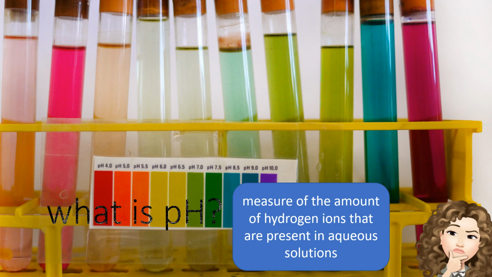Many of us know that pH is the measure of acidity or alkalinity of a solution. That is already enough for others to know, but for us in the medical field, we need to specifically know that it is the measure of the amount of hydrogen ions that are present in aqueous solutions. Hence, we term it potential of hydrogen or power of hydrogen, which came from Sorensen, the Danish chemist who introduced the concept of pH and invented our pH scale.